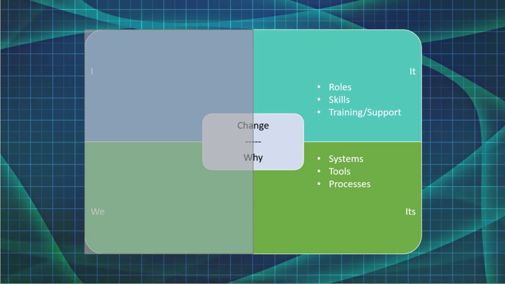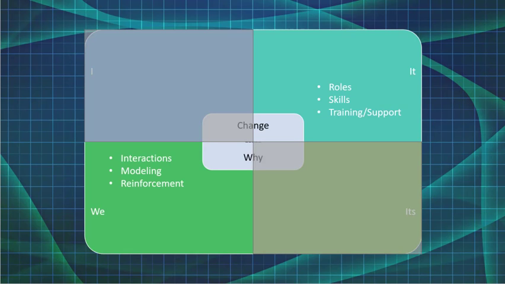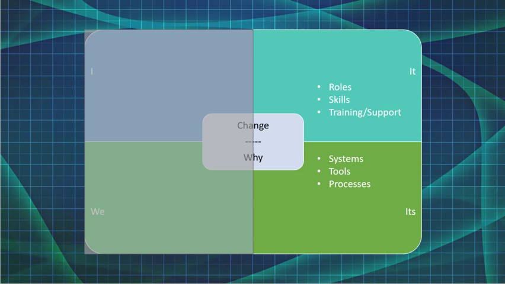The bigger change is on the it side. Originally, I defined the upper right quadrant it as role, skills, training, and support, behavior change, and individual external issues. The lower right quadrant its was systems, tools, and processes, or collective exterior. The boundary between we and it seemed a little blurry because we can interact through roles or perform direct training, support, and mentoring. The boundary between it and its also seemed blurry since a discussion of roles also gets into organizational design.